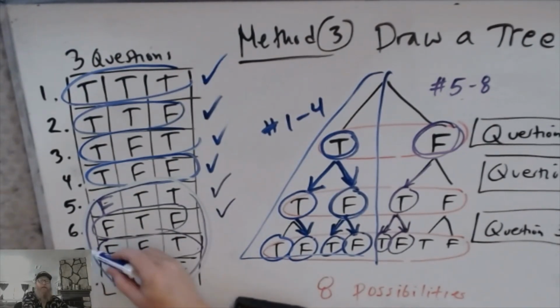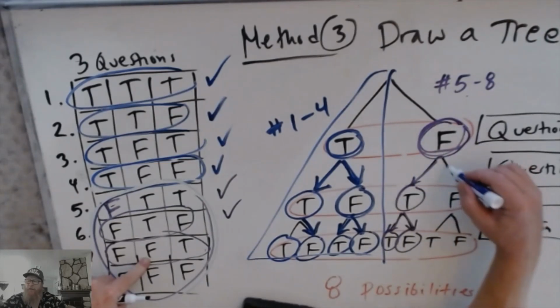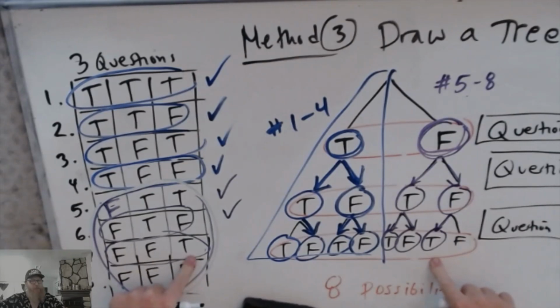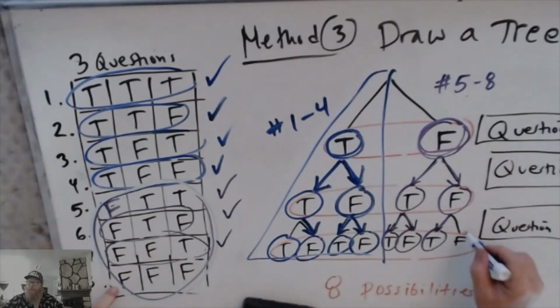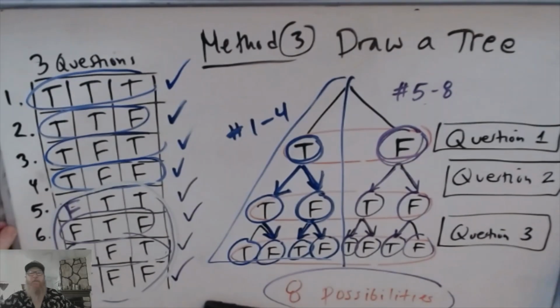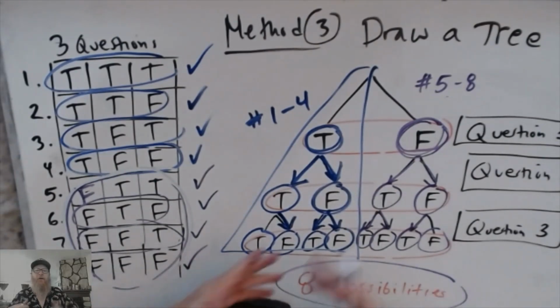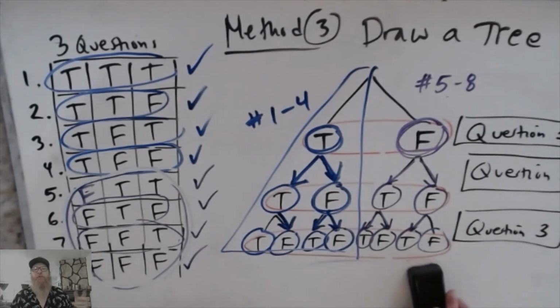I might as well do them all. For possibility number 7, it's false, false, true. So you're starting with false, then going to false, and then at the very end choosing true. And then finally, your 8th possibility is just going down this column here. False, false, false. That would give you your 8th possibility. So now we've seen that there are 3 basic methods for solving this type of choice problem, or possibilities for a true-false question.